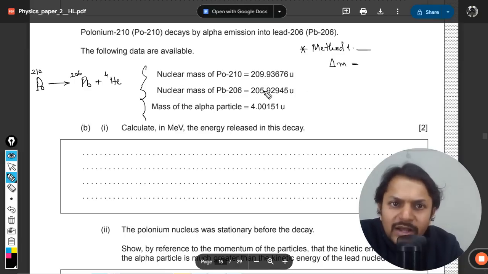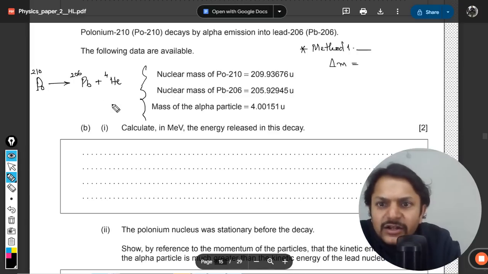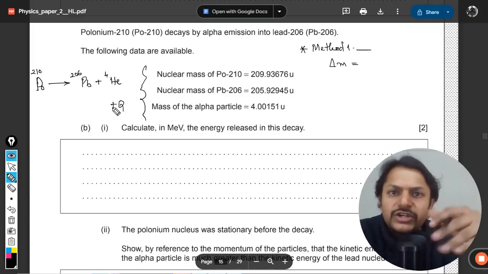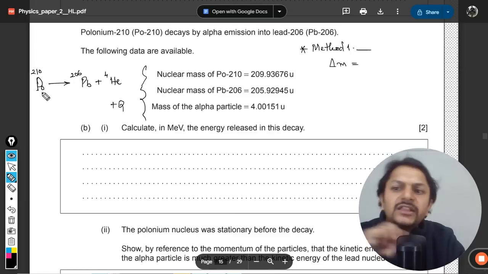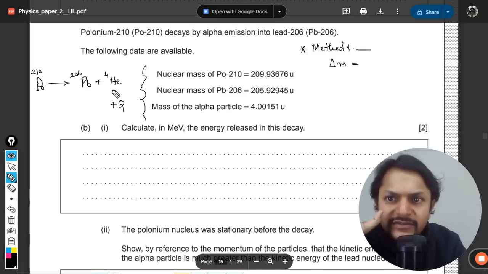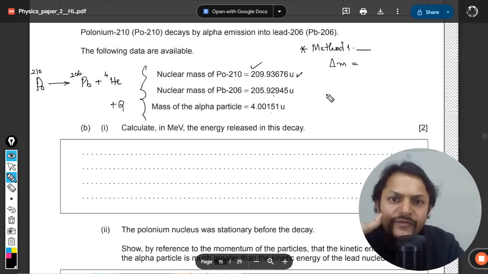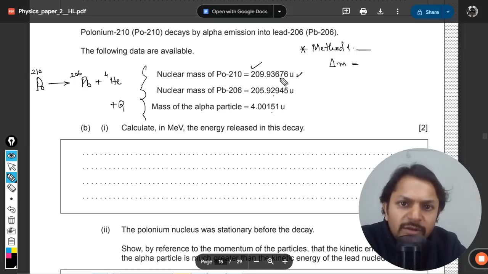So method number one is that we will first find the change in mass. If a lot of energy is produced in this reaction, it means that the polonium was having more mass, and lead plus helium is having lesser mass. So this mass will be more, this plus this will be lesser. So we will find the delta M. It will be this minus this plus this.